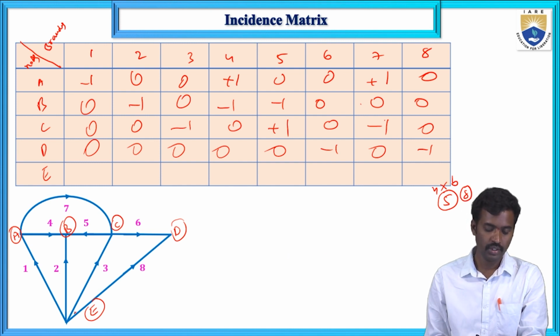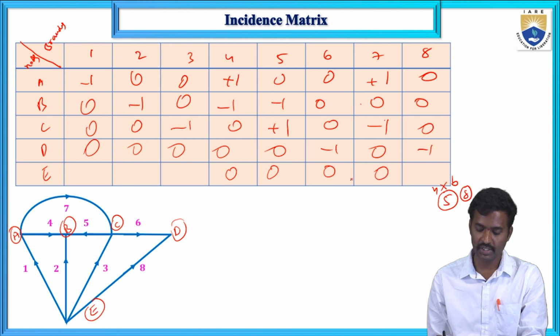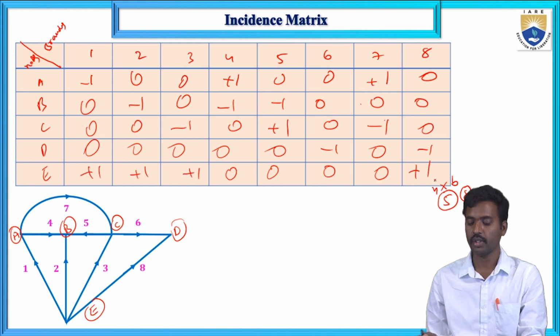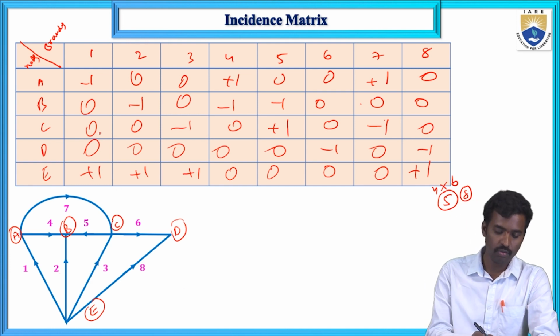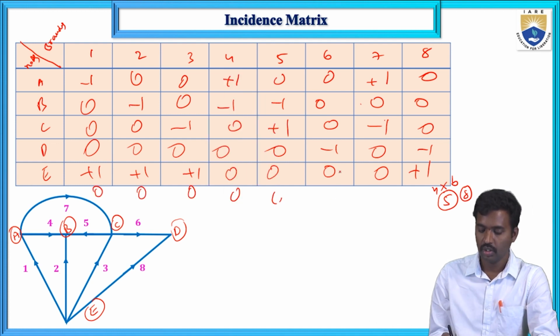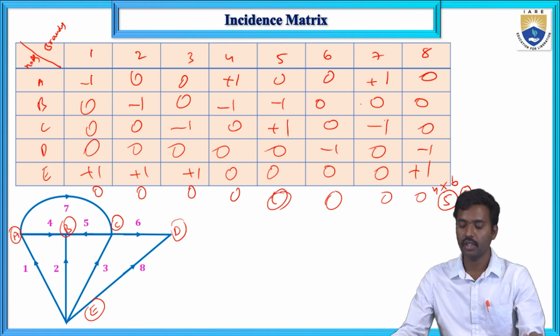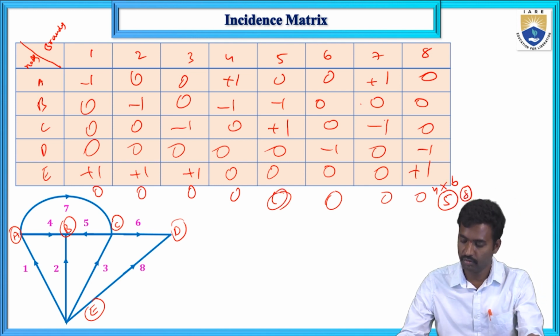Next, E node. 4 is 0, 5 is 0, 6 is 0 and 7 is 0, not associated. And 1, 2, 3, 8 are leaving the node, so +1, +1, +1, and this 8 is also leaving the node, +1. Now if you perform algebraic summation, this is 0, 0, 0, 0, 0, 0. Adding all the elements in each column, that value is 0. The algebraic sum in any column must be 0.